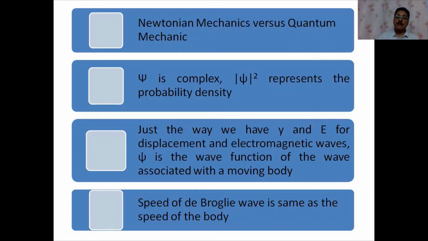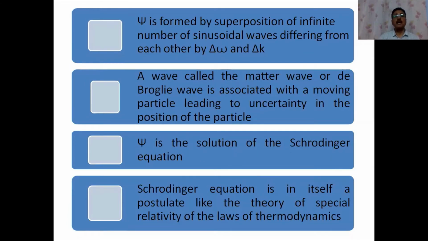Psi is the wave function of the wave associated with the moving body. The speed of the de Broglie wave is the same as the speed of the body. We have already seen it. Psi is formed by superposition of an infinite number of sinusoidal waves differing from each other by delta omega, delta k. A wave called the matter wave or the de Broglie wave is associated with the moving particle, leading to uncertainty in the position of the particle. The moment we associate a wave with a particle, you have an uncertainty inherent in the system that you will find when you try to locate the particle.